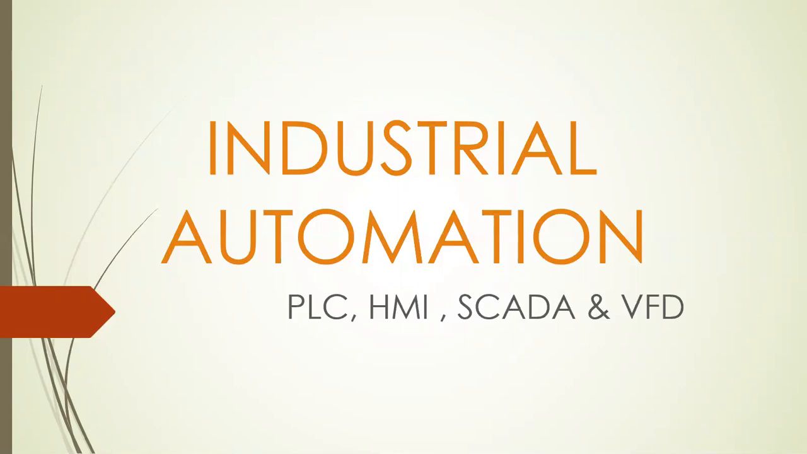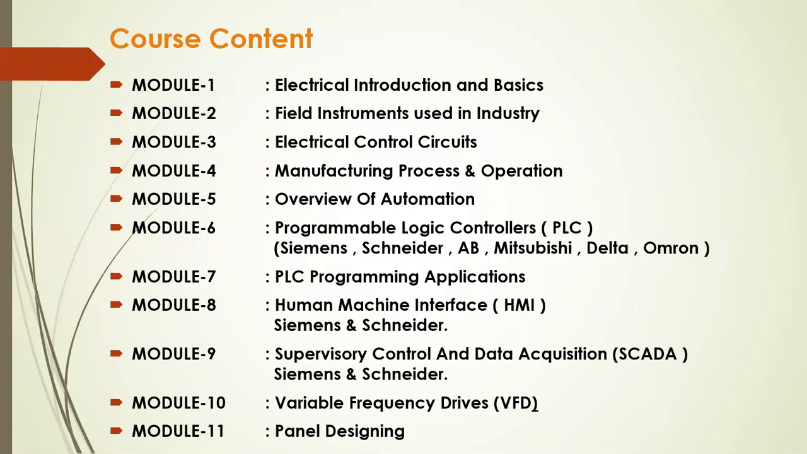But even before we learn automation, we need to have a clear understanding of the basics of engineering. So that's why we have divided the course into 11 modules. Module 1 covers the basics of electrical engineering, and then field instruments. The third module covers control and power wiring. The fourth and fifth cover the overview of automation as well as the manufacturing process in any given industry. Then followed by PLC, HMI, SCADA, VFD, and panel designing.